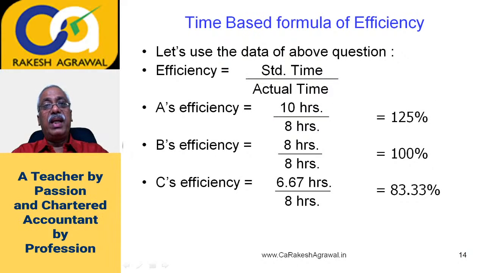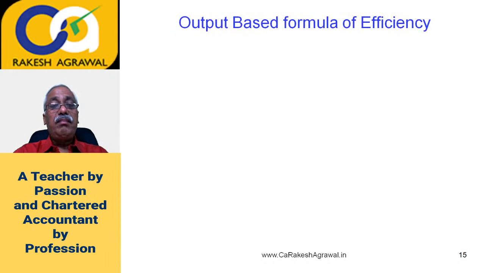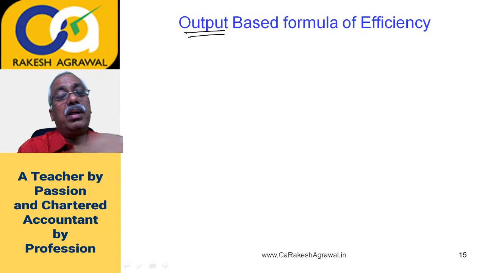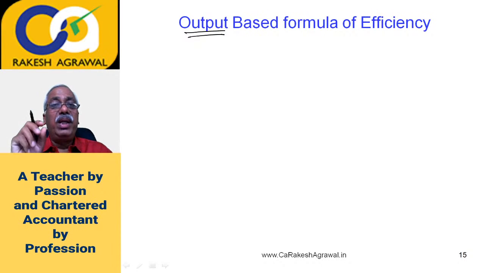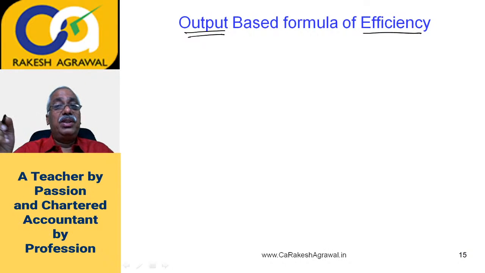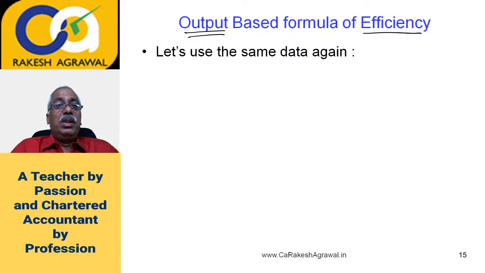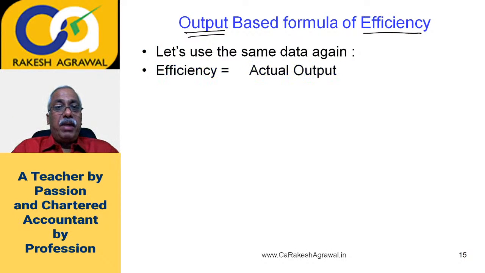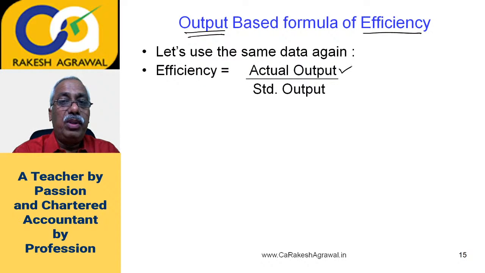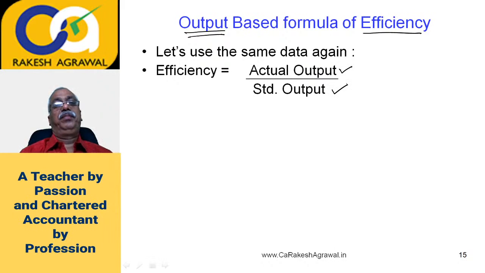Now we will do it once again using the other formula. I will use the output based formula of efficiency. Here we will take output as the calculation data for calculation of efficiency. The efficiency of 3 workers will remain the same, but the data will change. So I'll use the same data again, but the formula of efficiency, the output based formula, is actual output divided by standard output. Actual output divided by standard output.